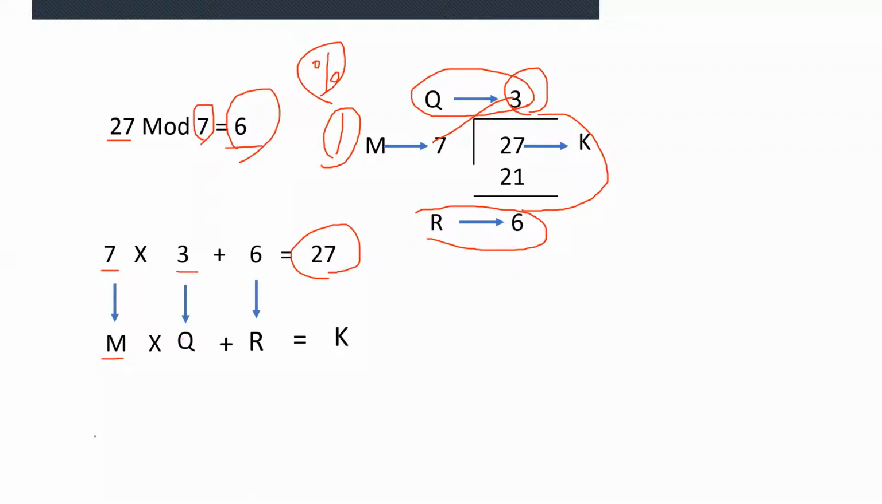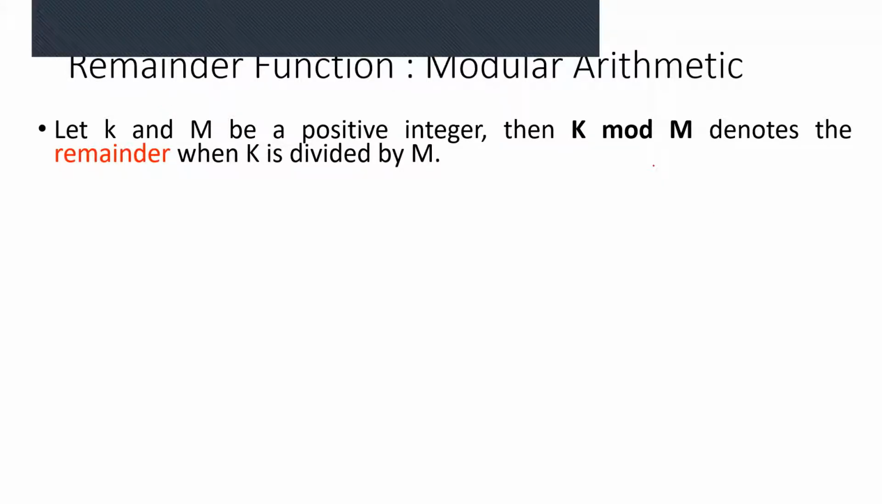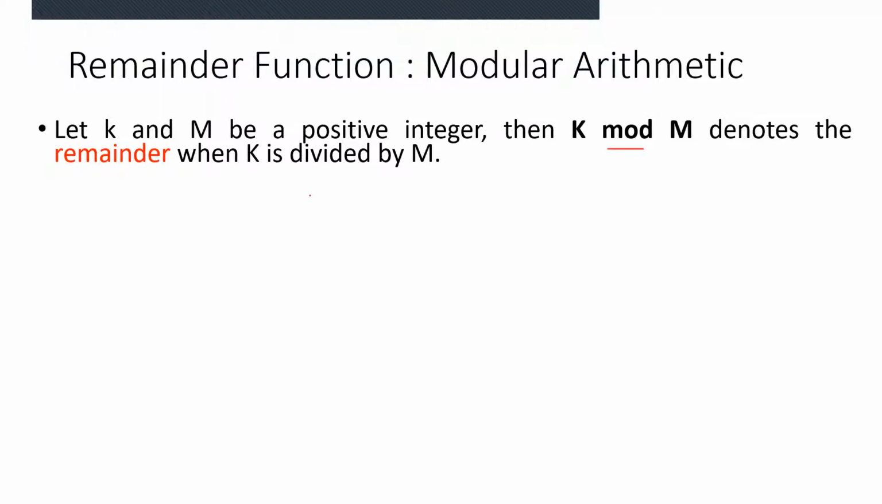So in the definition you will be writing, in arithmetic modulus, if K and M are positive integers, and if you're finding K mod M, then when you are finding mod of a number, it denotes the remainder when K is divided by M. K mod M denotes the remainder when K is divided by M. So this will be the definition.